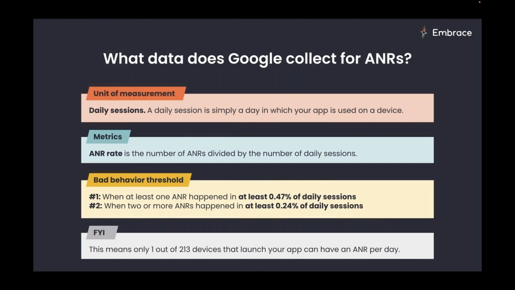And this is probably why so many people struggle to reduce ANR rate. It effectively means that only 1 out of 213 devices that launch your app any day can have an ANR. And that's a really, really strict threshold to actually meet.